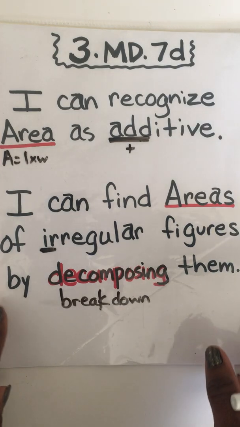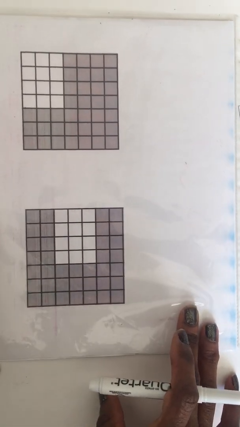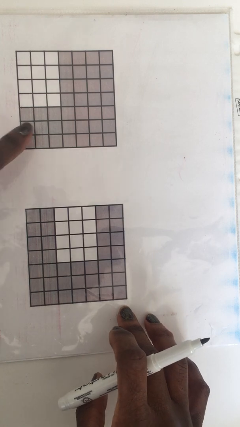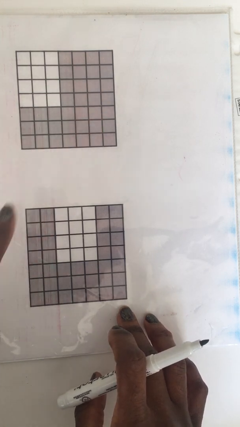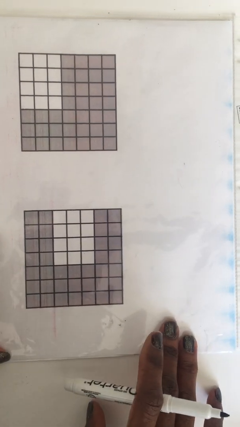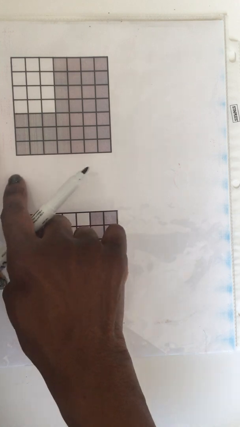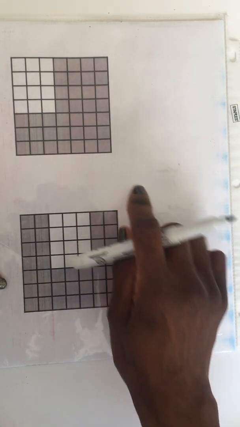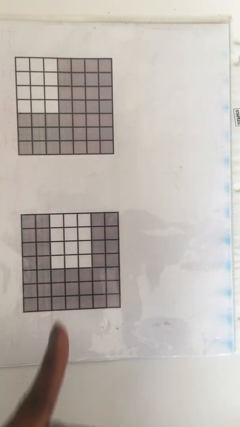Okay, so let's take a look at what I mean. Here we have two figures, two irregular figures. They are not your typical square or rectangle. See, they're made up of two or even three rectangles and squares. We are going to break them down or decompose them to find its area. Let's take a look at this first one.